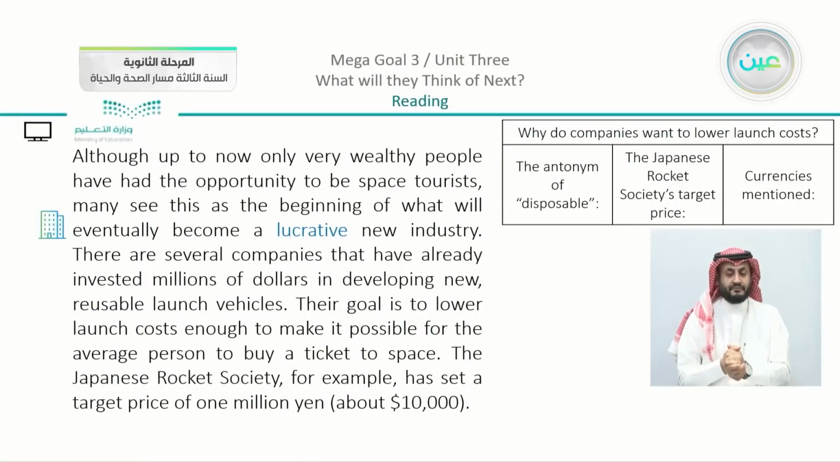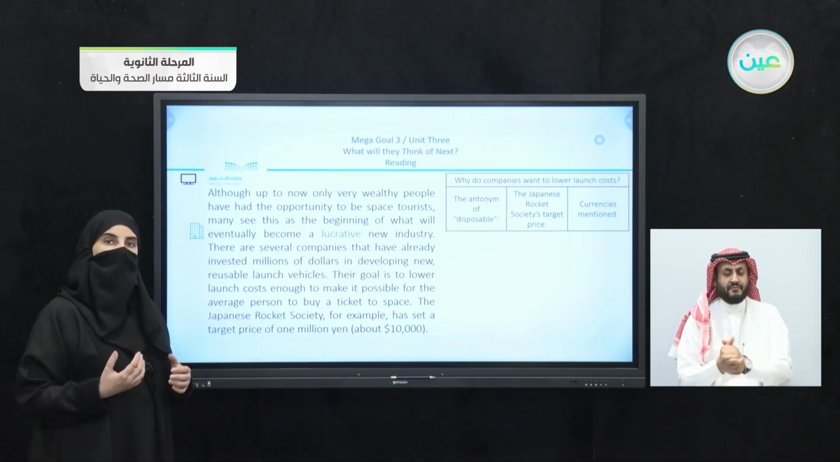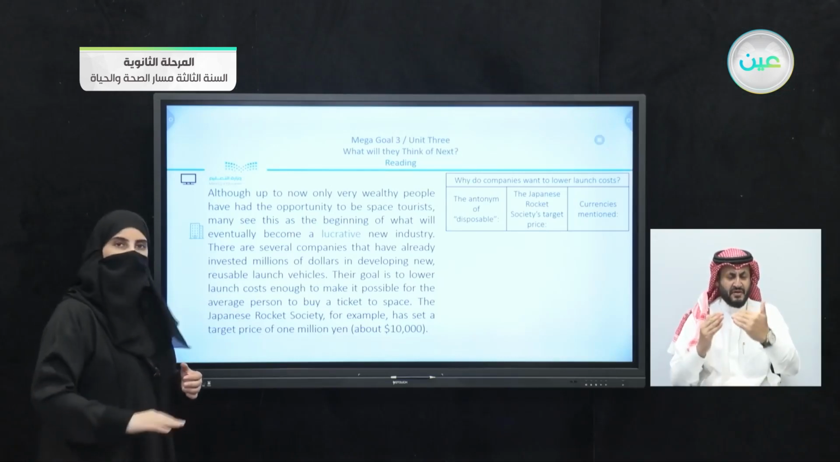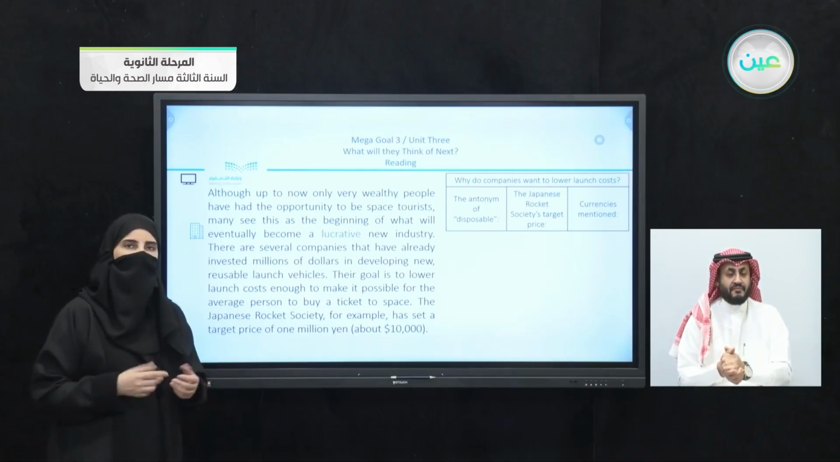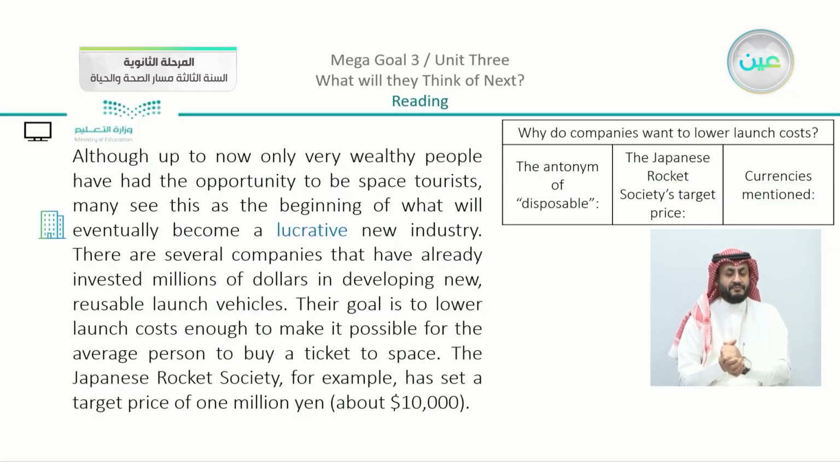Our third part, we have the question, why do companies want lower launch costs? So we know now it is something that is steep or expensive, and companies want lower launch costs. This is something interesting. Why? We want to look also for the antonym of disposable. We want also the price of the Japanese rocket society's target. And there are currencies mentioned.